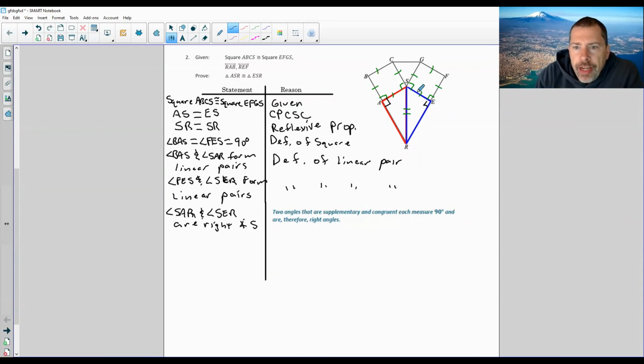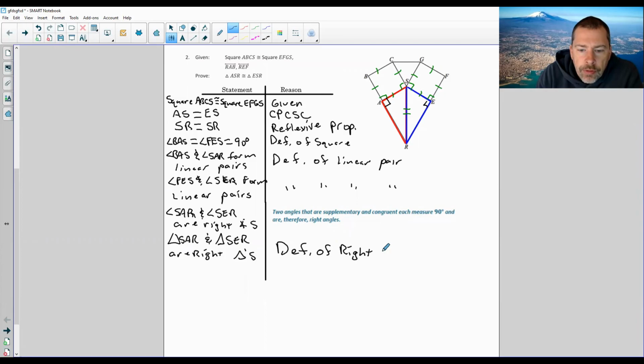All right, so now if you look, I have a right angle, I have a leg, I have a leg. So let's say triangle SAR and triangle SER are right triangles. And the reason: definition of right triangles. The definition of a right triangle is a triangle that has one right angle in it, one 90 degree angle. So now that we have said that this is a right triangle and this is a right triangle, we have a hypotenuse and a leg.